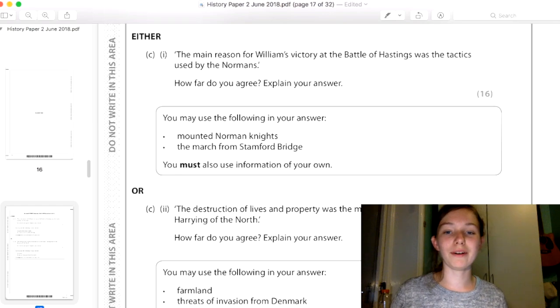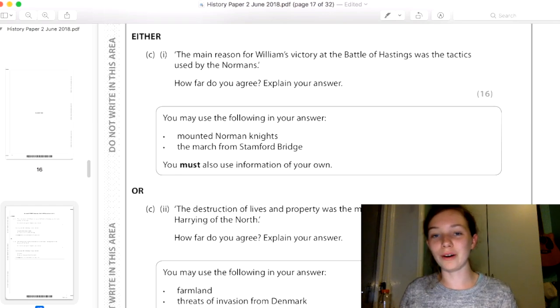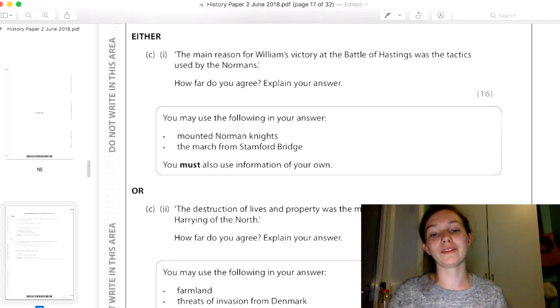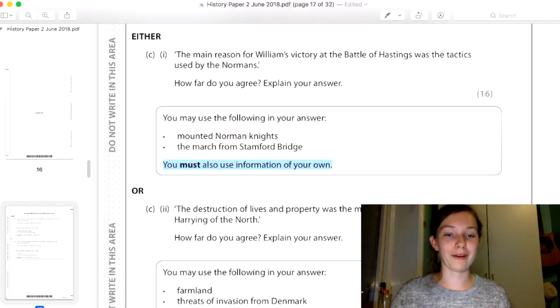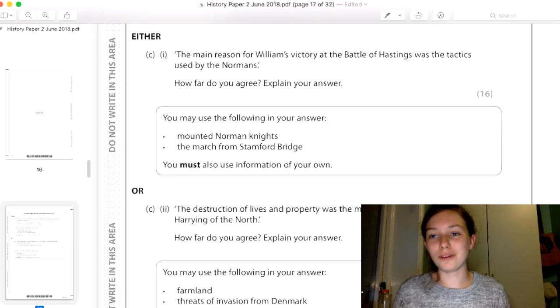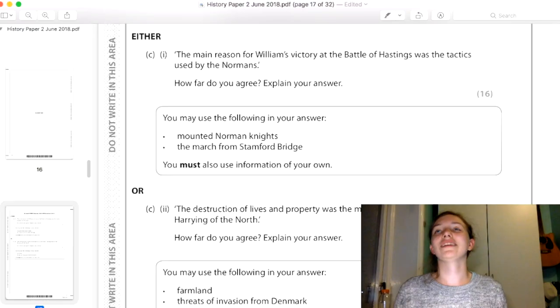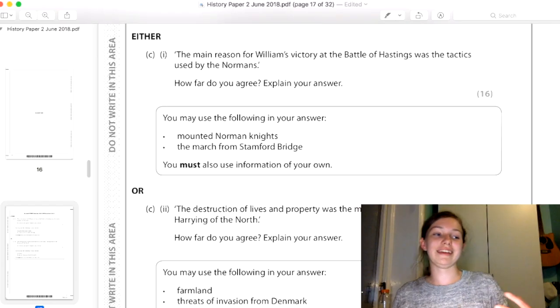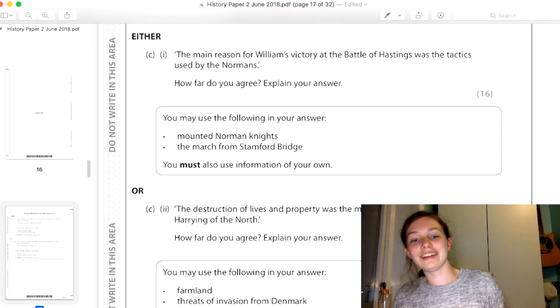Now, a 16 marker is very similar to a 12 marker, so you've got three PEEL paragraphs. This is your first PEEL paragraph, this will be your second, and your information of your own will be your third idea, your third paragraph. But with a 16 marker, you also need an introduction. It doesn't have to be anything major, you can just introduce the topic with a couple of sentences, so long as it is some sort of an introduction. And you need a conclusion.